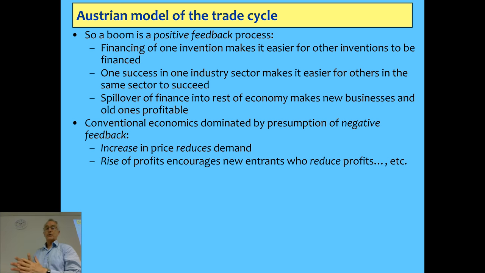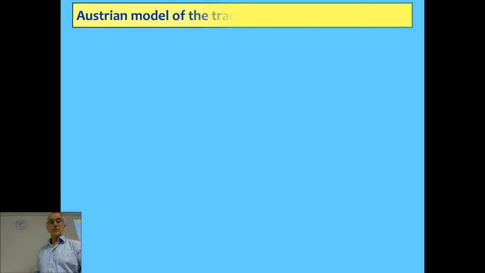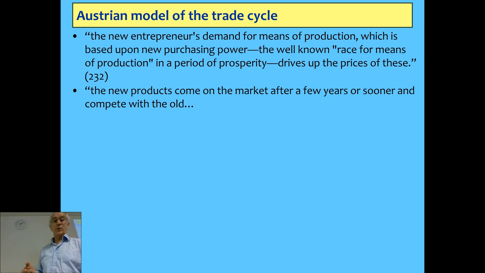And that's what neoclassicals normally talk about. If you increase price, demand will fall. That's a negative feedback. They think new profit coming in encourages new adventures and that'll reduce profit. But what we see in the real world is normally positive feedbacks. And that's what the mainstream neoclassicals don't handle as well. So if you have a new entrepreneur coming in, has new purchasing power, that's going to drive up the price of all commodities. But then at a later stage, when the new products come out, they undercut existing commodities. So you get a boom followed by a slump.